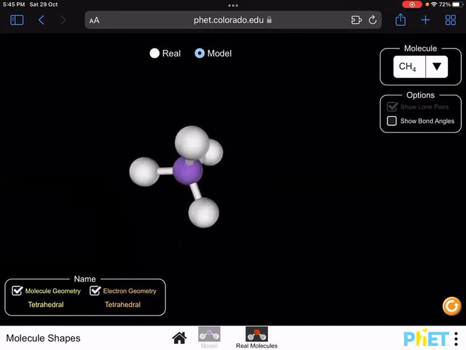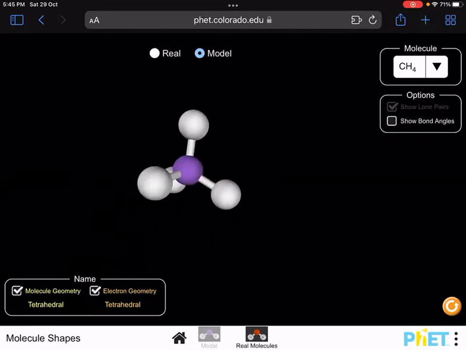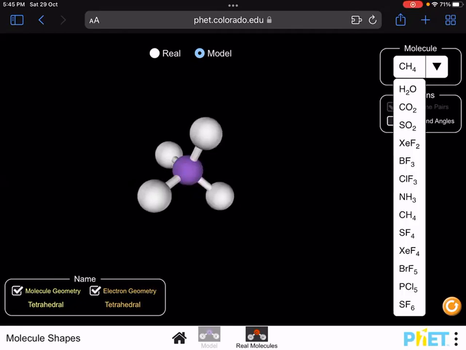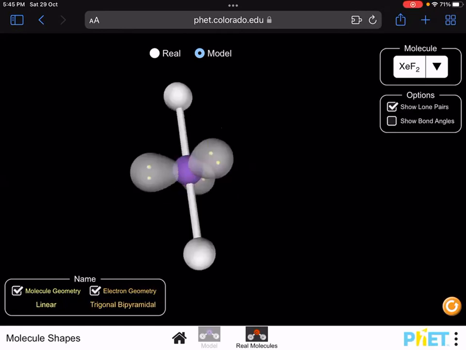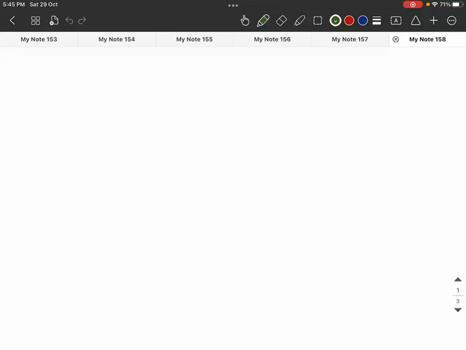In your model, that blue color will be the center atom, and two will be there. You could see, right? So this will be the tetrahedral shape. And then you choose any molecule, you choose XeF2. It's linear, but generally it has trigonal bipyramidal electron geometry. We'll calculate for that. XeF2. So will you do it for XeF2?